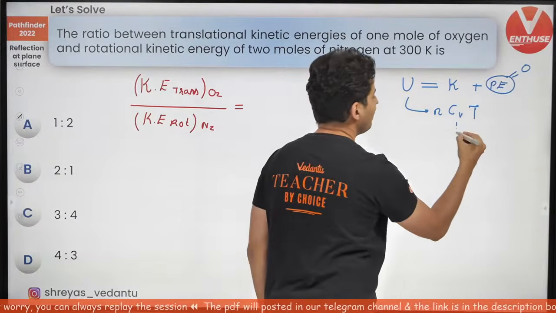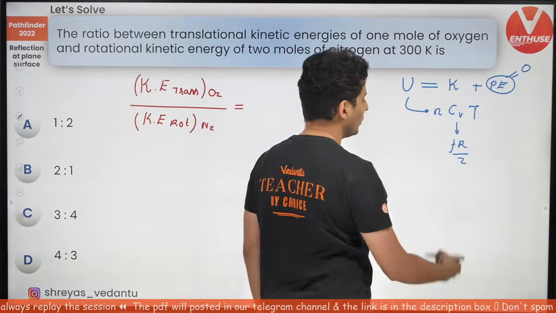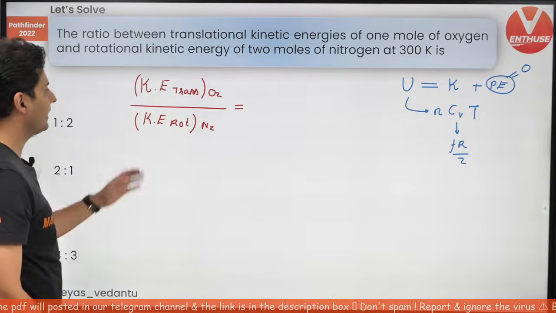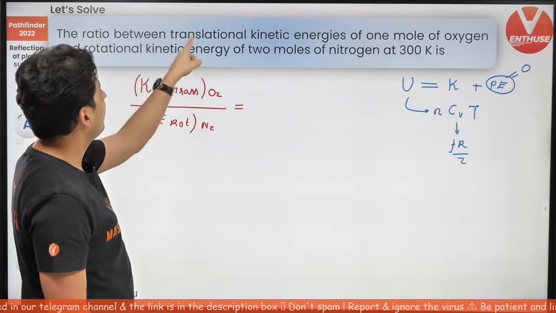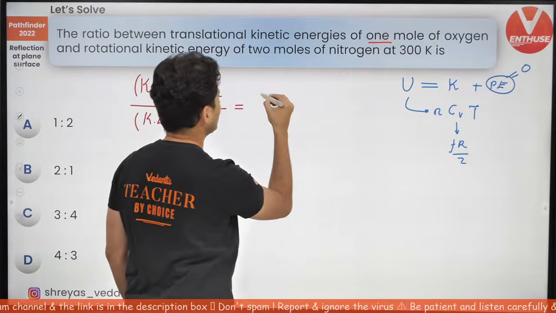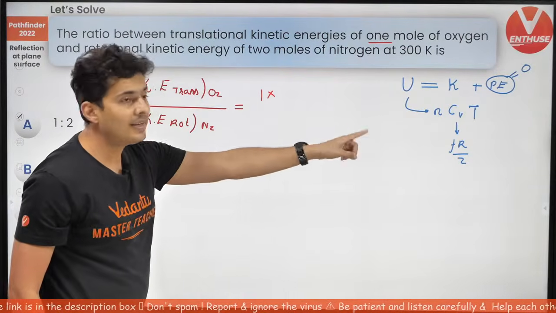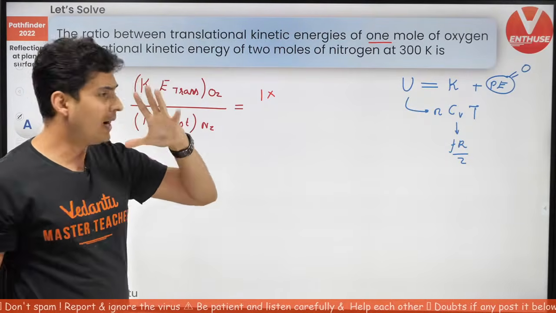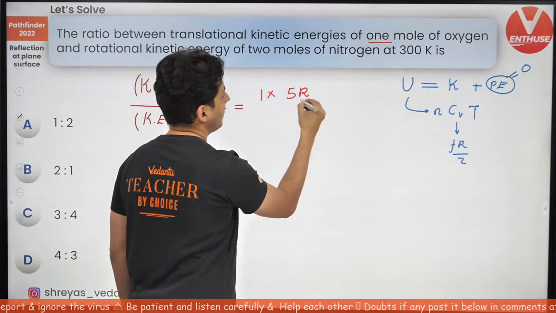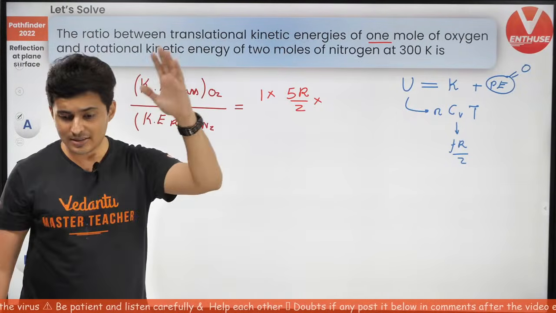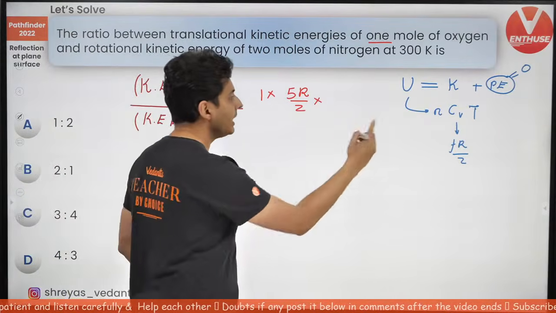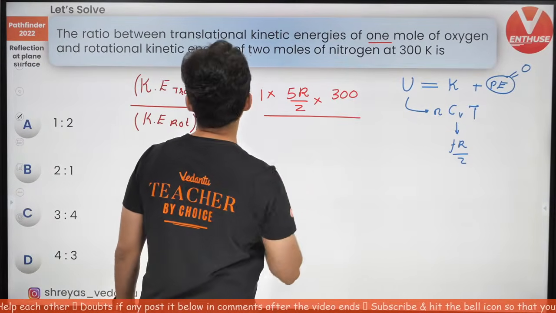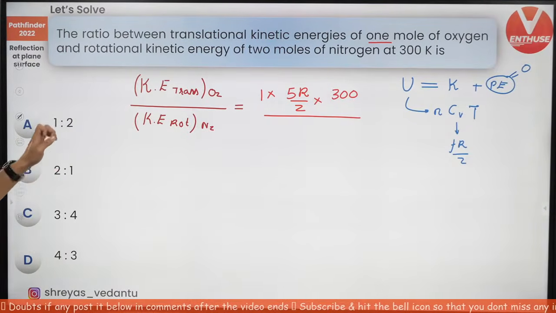And remember, the Cv was nothing but fR by 2. So just start substituting this and let's see what we exactly get. So for oxygen, how many moles are there? 1 mole. So that means 1 into Cv. For oxygen, how many degrees of freedom are there? It's a diatomic, so 5. So this will be nothing but 5R by 2. Is that making sense, my warriors? Everybody clear about this? Great. Into temperature. What is the temperature? It is the same, 300 Kelvin.